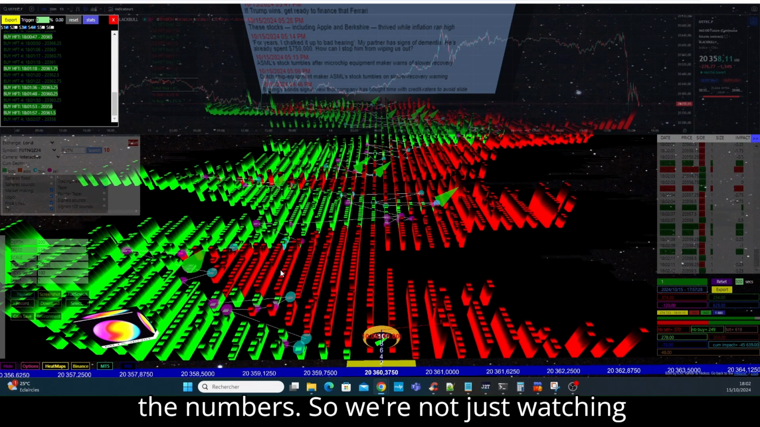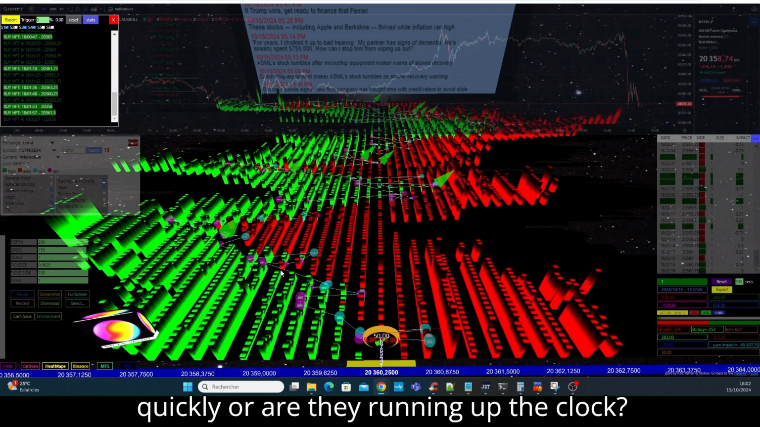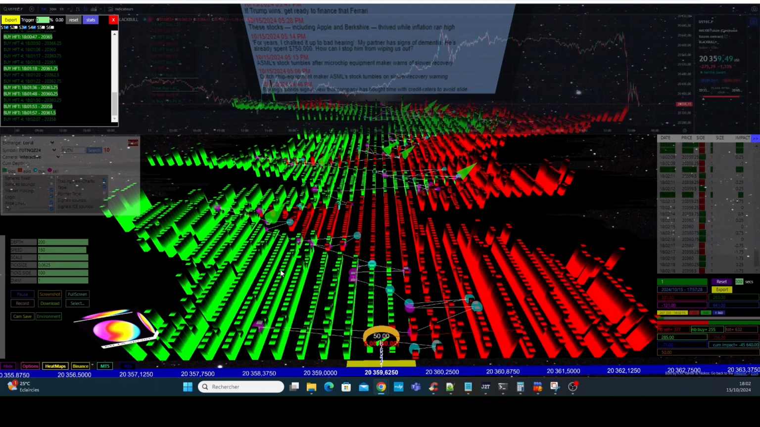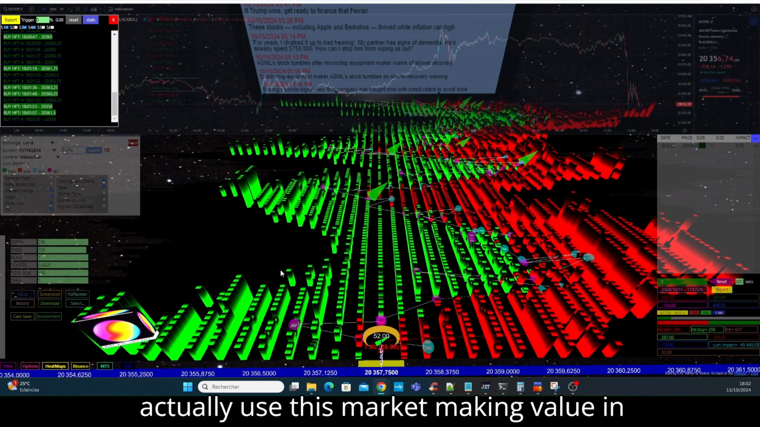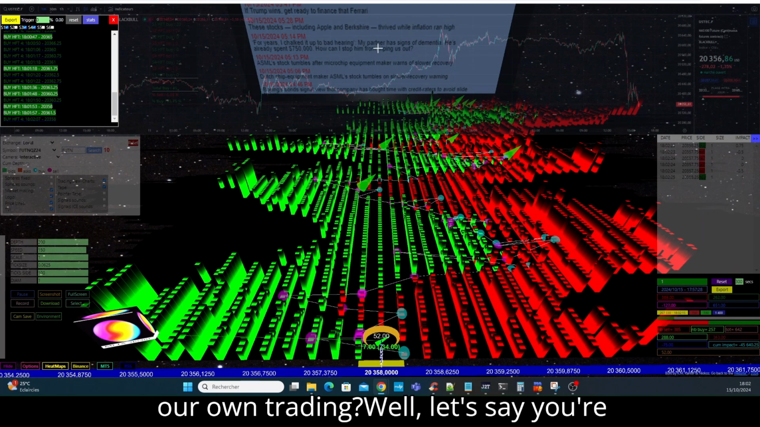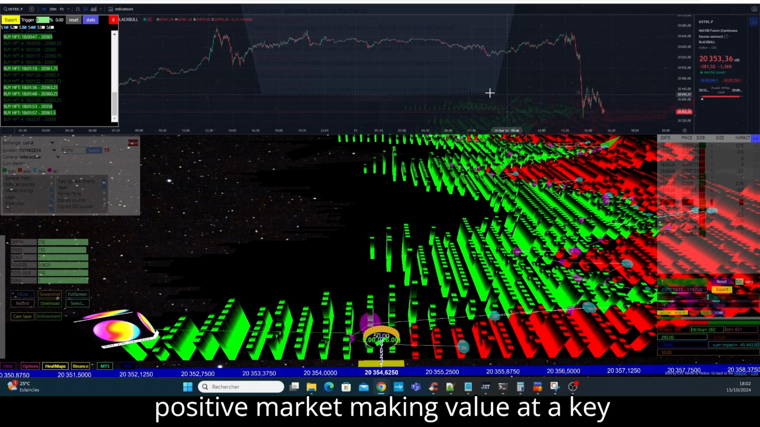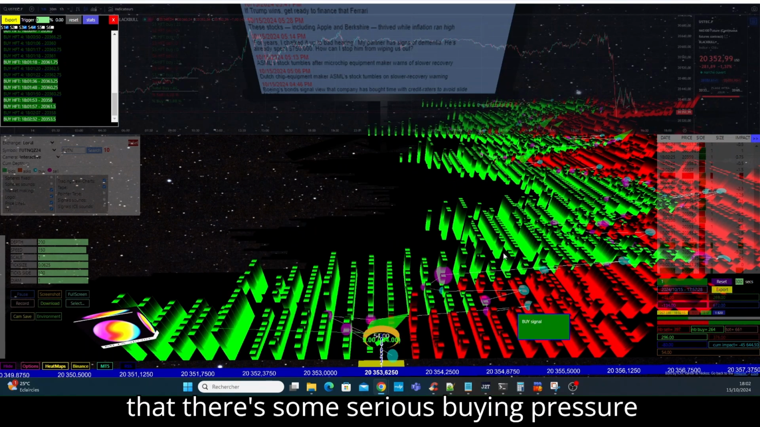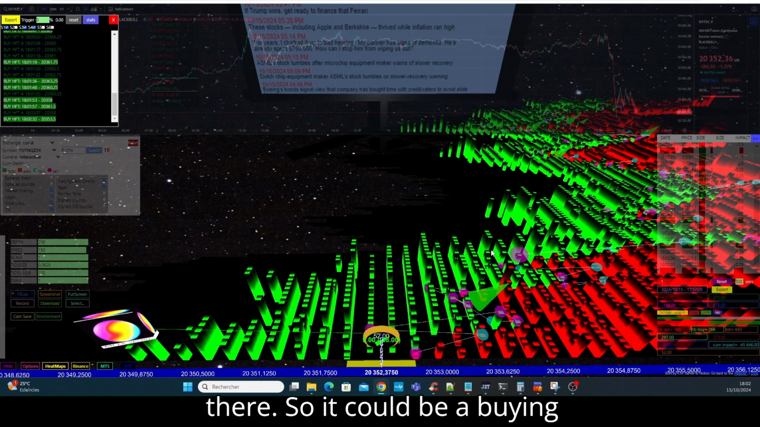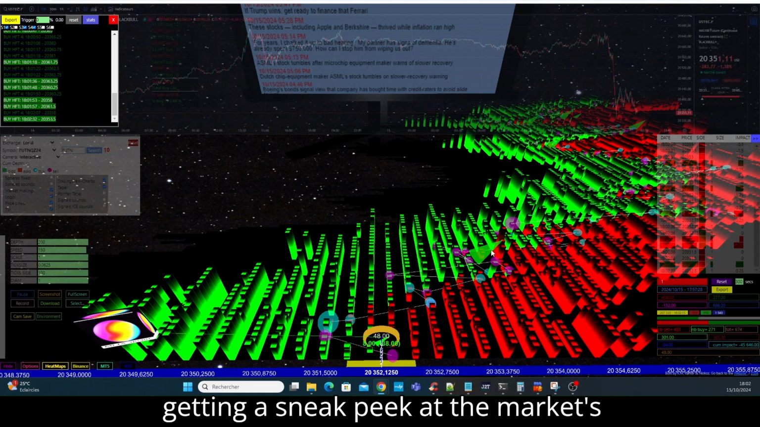So we're not just watching the football game, we're analyzing each play. Exactly. Are they trying to score quickly or are they running out the clock? I like that analogy. So how can we actually use this market-making value in our own trading? Well, let's say you're looking at a stock and you see a strong positive market-making value at a key support level. Okay. That's a good sign that there's some serious buying pressure there. So it could be a buying opportunity. Potentially. It's like getting a sneak peek at the market's playbook.